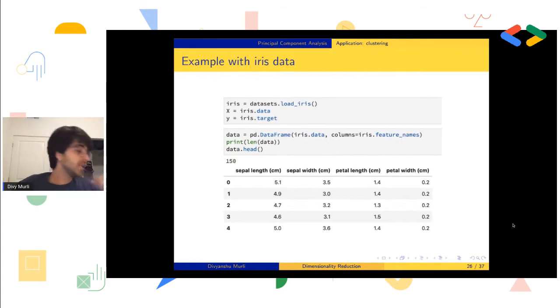Cool. So I'm just going to give a simple example. Scikit-learn has a bunch of data sets you can play around with. You can load it into pandas. And here's an example of a data matrix in the format that we've been looking at.